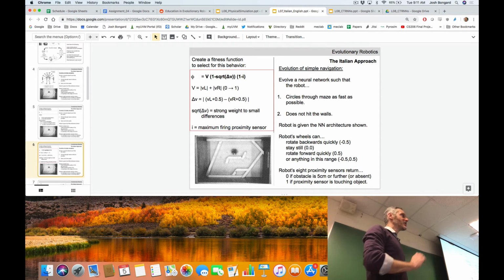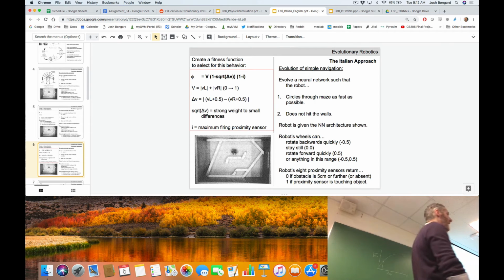Okay. So overall, uppercase V is saying, go fast or turn the wheels fast. Delta V is saying, try and keep the velocities of the wheels as close as possible. Multiplying V and the delta V term together doesn't say anything yet about forward and backward, right? So far, so good? Okay.